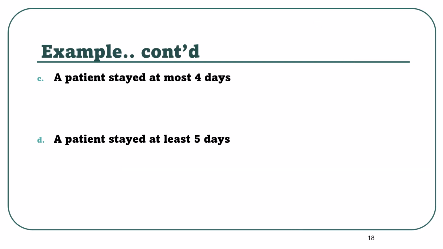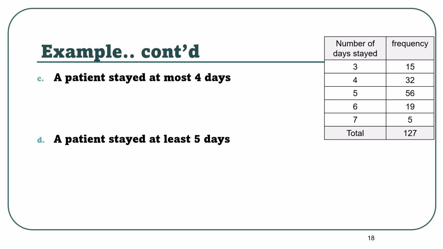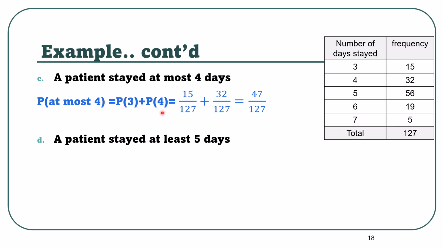Again, what is the probability of a patient stayed at most 4 days? Here is our table again. At most 4 days means 4 or less. So 3 plus 4, again, these are disjoint events. So the probability of either staying 4 or 3, the union of these, would be the sum of each one of the probabilities: 15 over 127, the probability of 3, and 32 over 127, the probability of 4, again using the frequency approach to probability.